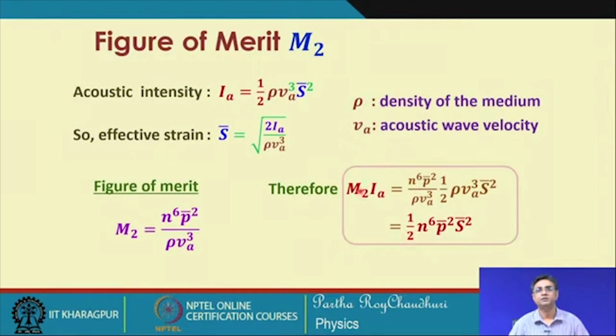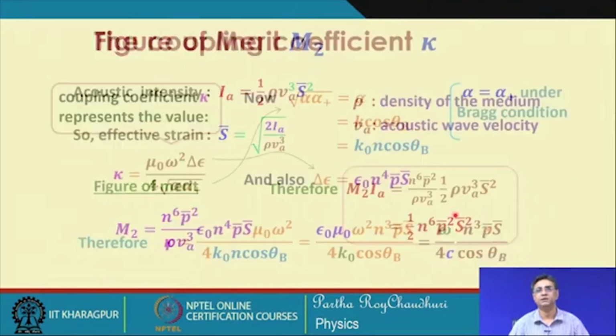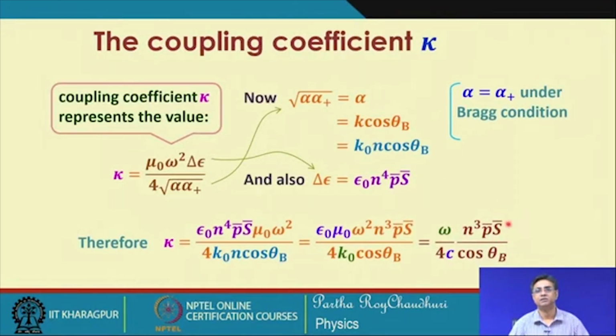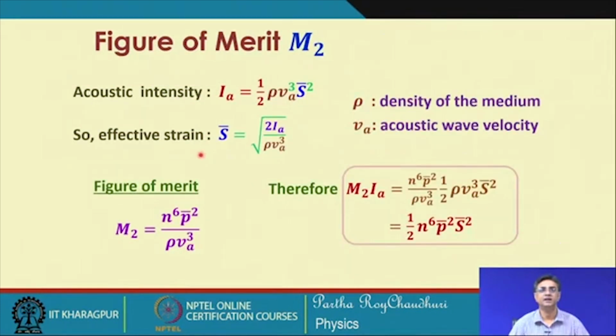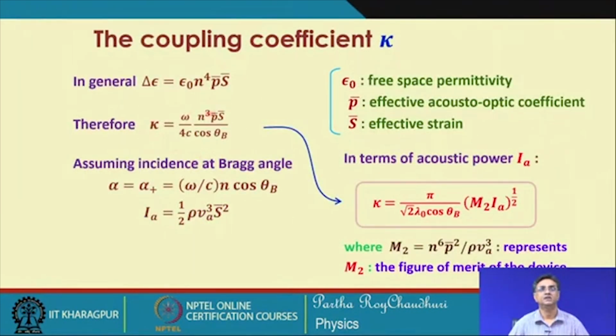So, twice M2 I_A under root of that will represent the part of the quantities appearing in the coupling coefficient. So, that is the intention. In general we have delta epsilon equal to this, and we are trying to express the coupling coefficient with the known quantities. Therefore, we can write this in this equation. These are the quantities which we have already defined, we have talked about this.